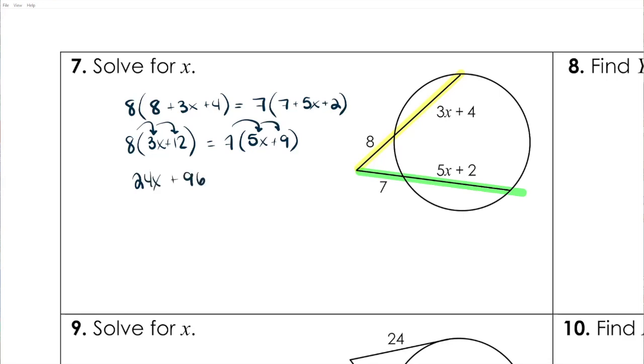24x plus 96. Make sure my times tables are still up to date. 35x plus 63.